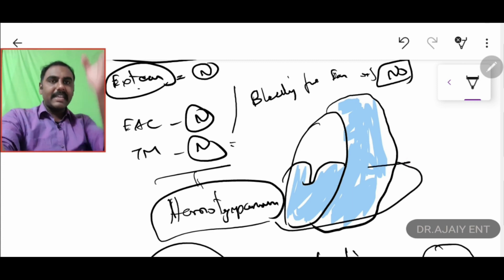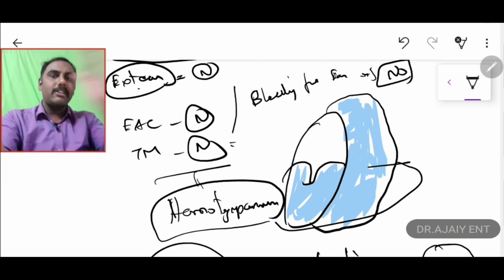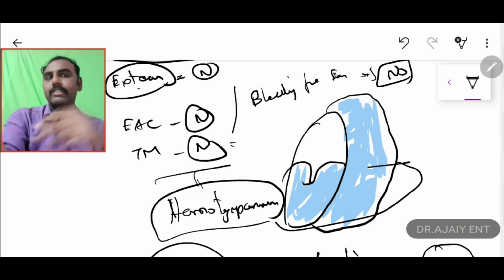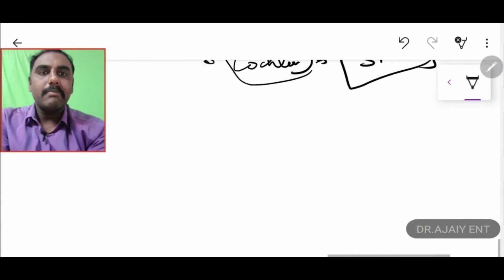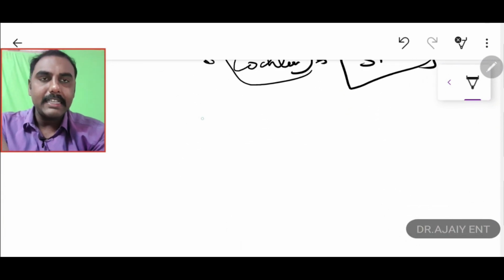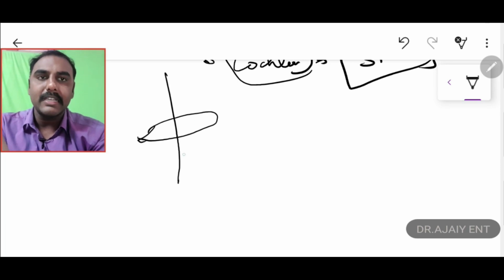Since the tympanic membrane is intact, there won't be any blood or fluid crossing beyond the tympanic cavity. So there will be hemotympanum inside. There won't be any bleeding from the ear. Okay, but one main thing is it bisects the inner ear. The inner ear has been bisected. It's been cut.